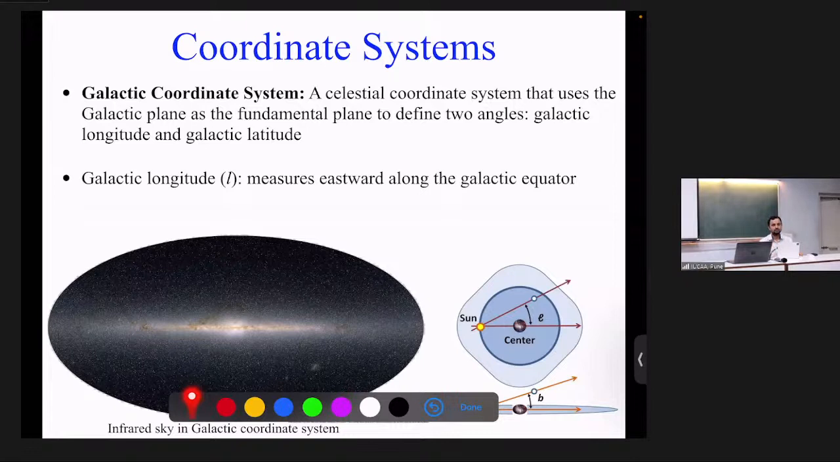समझ में आया ना बात? ऐसे ही मान लो, suppose the galactic center is somewhere over there, and this is the galactic plane, like a horizontal coordinate system. Okay, and you have some object, that watch. This is the galactic longitude, and you understand? This will be your galactic latitude.